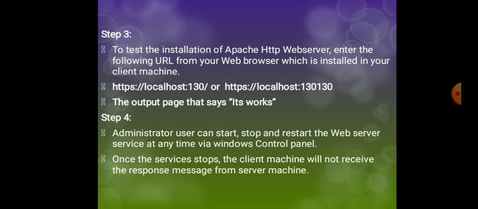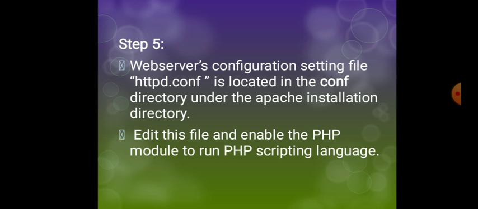Step 3. To test the installation of Apache HTTP server, enter the following URL from your web browser which is installed in your client machine. Step 4. The administration user can stop or restart the web server services at any time via Windows control panel. Once the service stops, the client machine will not receive the response message from the server machine. Step 5. The web server configuration settings file, httpd.conf, is located in the configuration directory under the Apache installation directory. Edit this file and enable the PHP module to run the PHP scripting language.